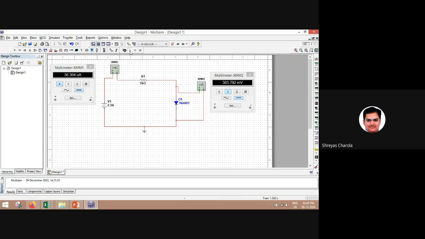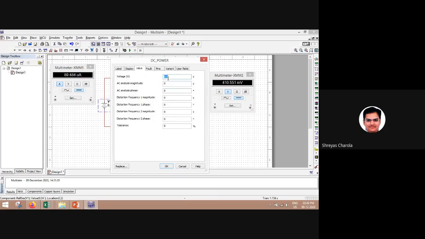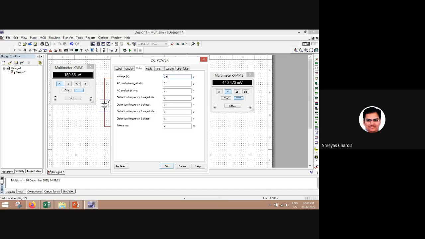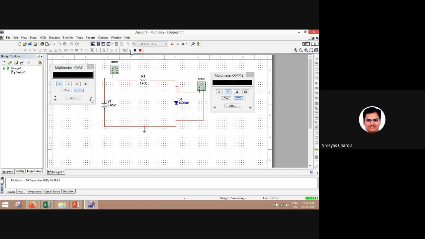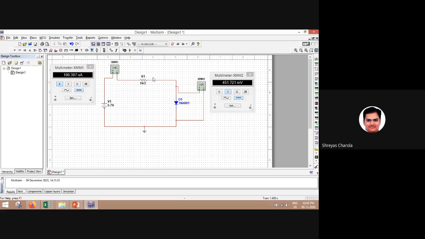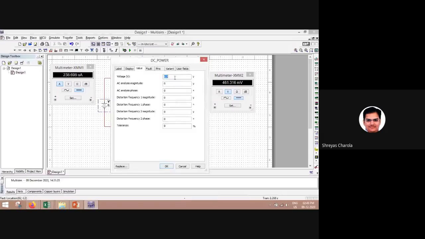0.5, still micro. We put it at 0.6, still micro. When you put it at 0.65, it's in microampere. So when you put it at 0.7, it is not the cutoff voltage. Now 0.8.